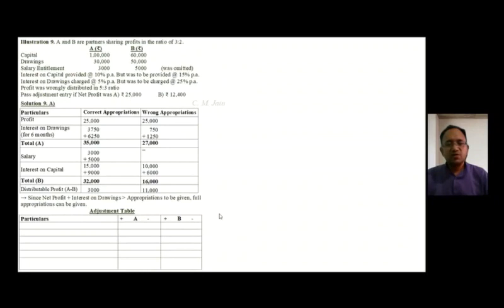Below plus, we will write those amounts which are to be given to the partners. And below minus, we will write those which are to be taken back from them. Let's see how. First of all, salary omitted. Salary was to be given, but was not given. So we will give it now. How much? 3,000 and 5,000. So we will write these amounts below plus sign. That means on the left hand side of the columns.